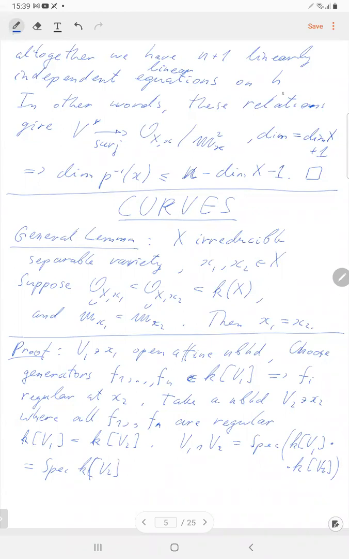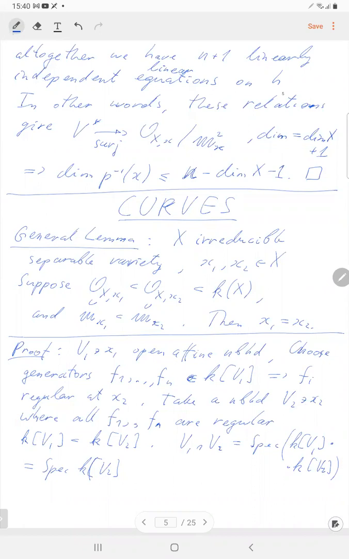Because by our stupid assumption, any function regular at x1 is regular at x2, and we need only finitely many f1 through fn to generate the functions of this first neighborhood V1, and for finitely many functions, we can find one common neighborhood of x2 where they are all regular. Okay.